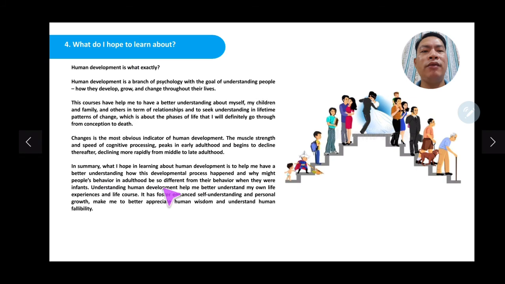Understanding human development helped me better understand my own life experiences and life course. It has fostered enhanced self-understanding and personal growth, and made me better appreciate human wisdom and understand human fallibility. So this is the life cycle.